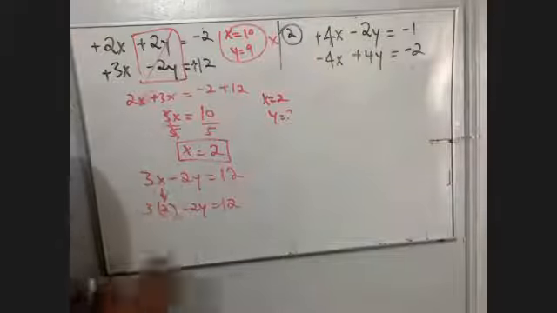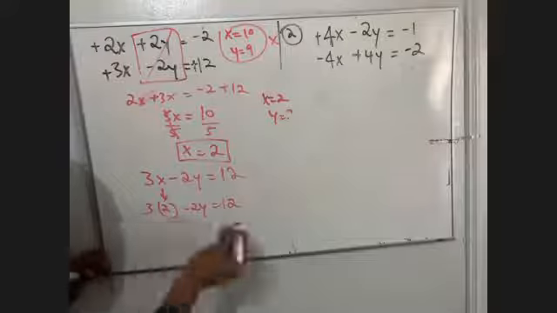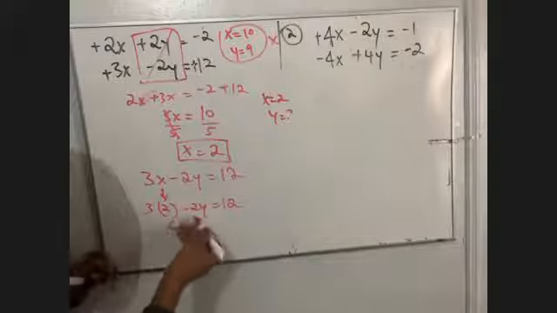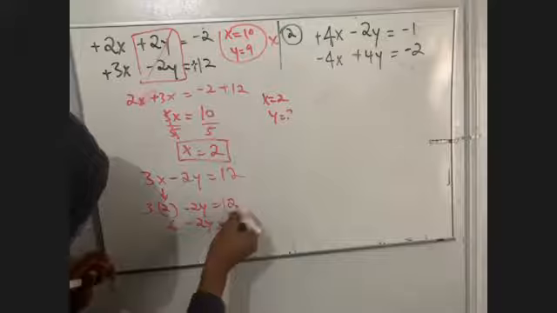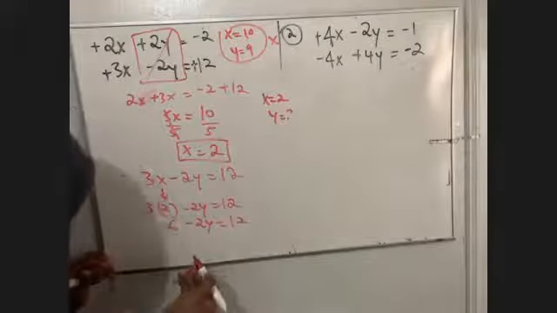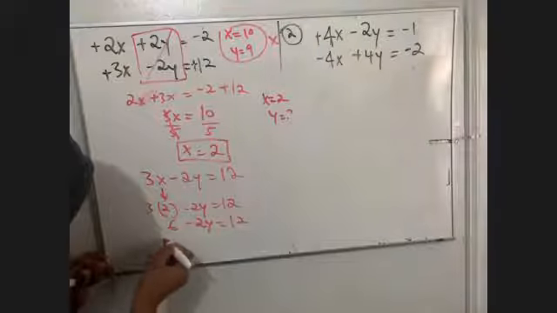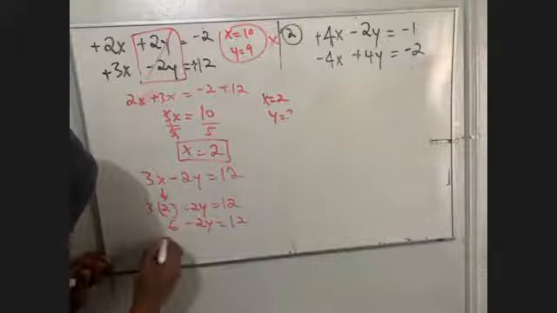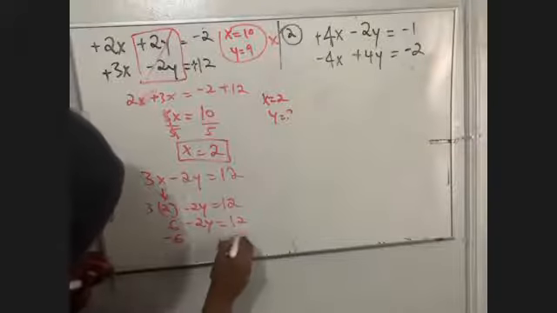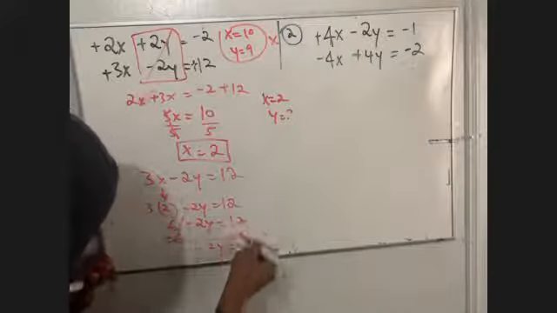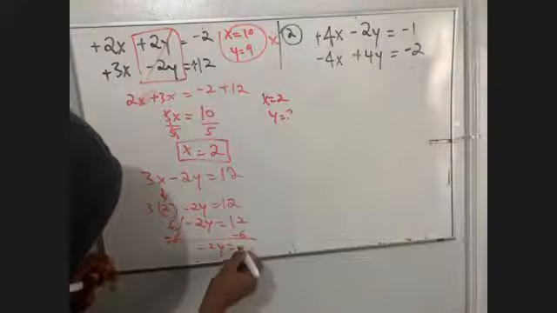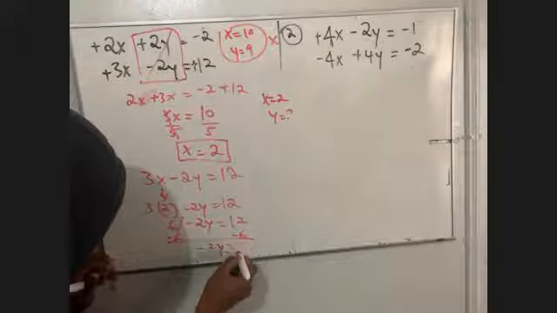Now 3 times 2 is what? Someone should help me out. 6. Minus 2y. What do I do next? Minus 6. Minus 6. Negative 2y equals 12 minus 6.